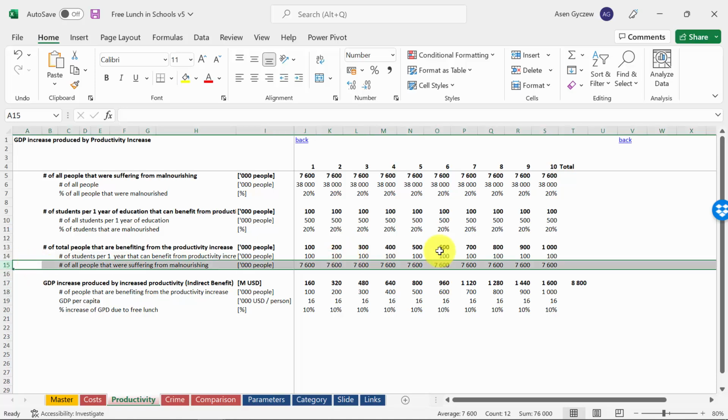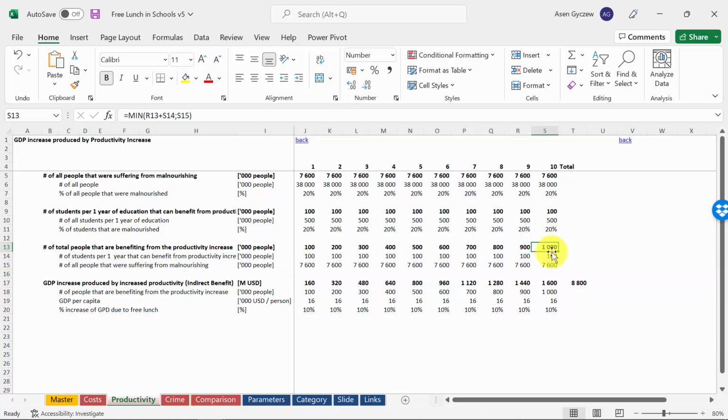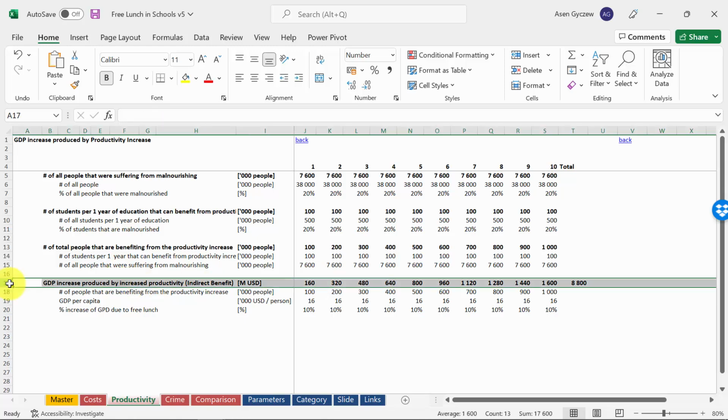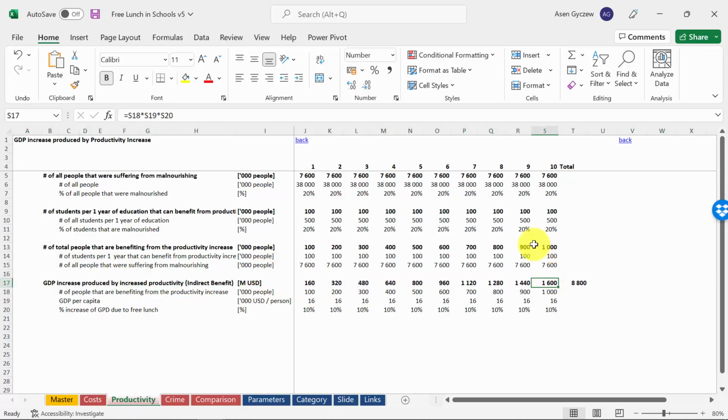As we have mentioned, you also have to take into account the saturation point. In our case, we don't reach that even by year 10. So only 1 million people will have this increased productivity out of the initial pool of 7.6 million people suffering from this problem. The total benefit in terms of increased GDP grows from 160 million of annual additional GDP to 1.6 billion, and the total GDP increase will be 8.8 billion in 10 years, obviously.